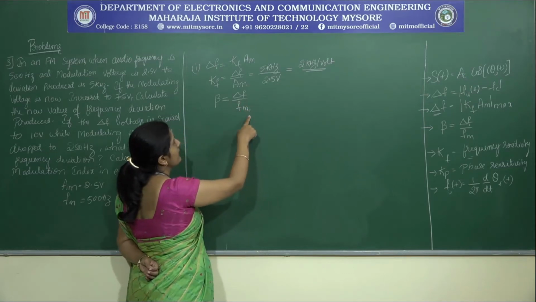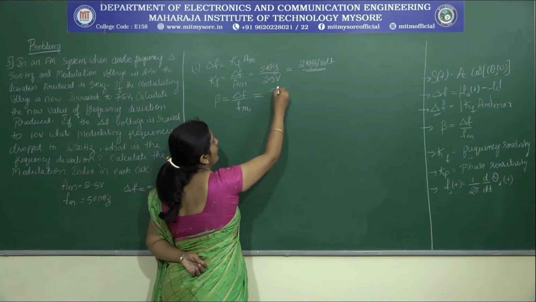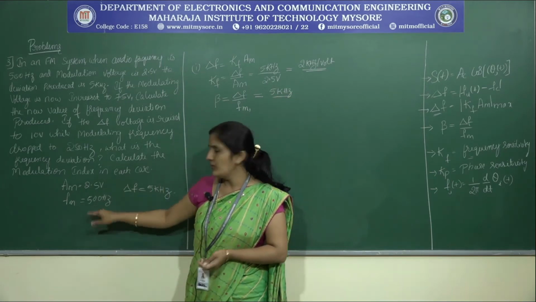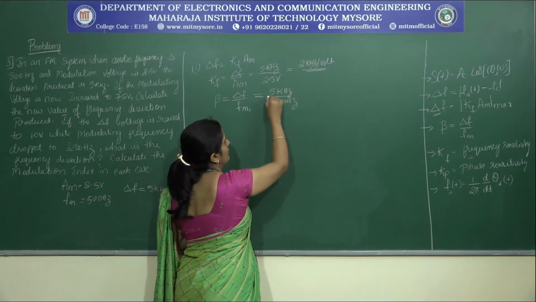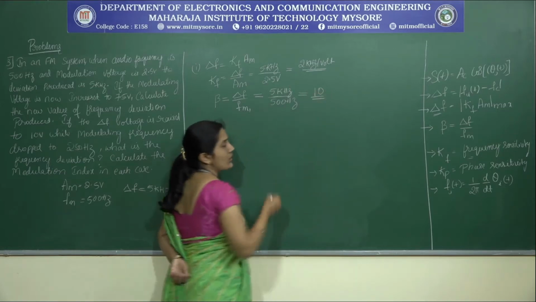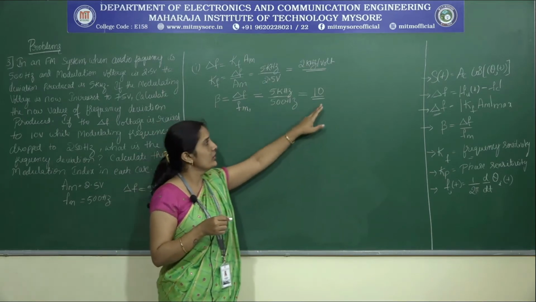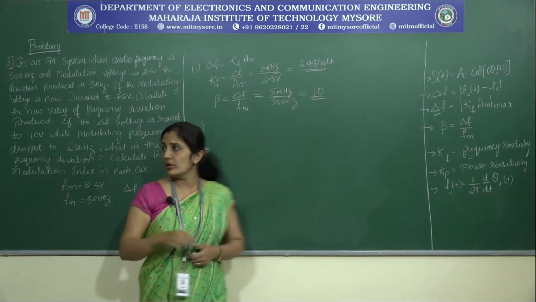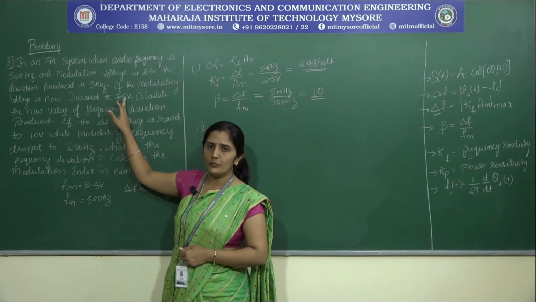Here let us consider this as Fm1. So delta F, we know we have got 5 kilohertz divided by Fm, we have the value 500 hertz. After getting this, the modulation index is equal to 10, because for the modulation index we cannot represent using the unit here. Okay, the second condition is when the modulation voltage is now increased to 7.5 volt.